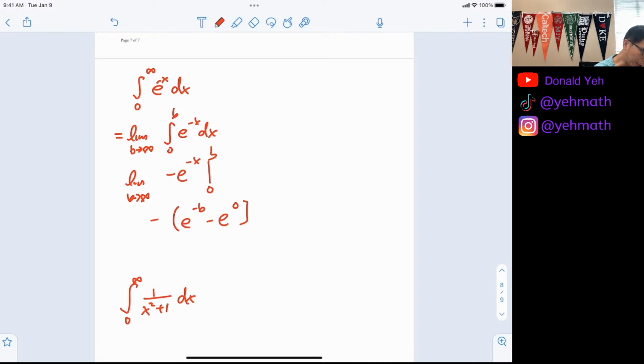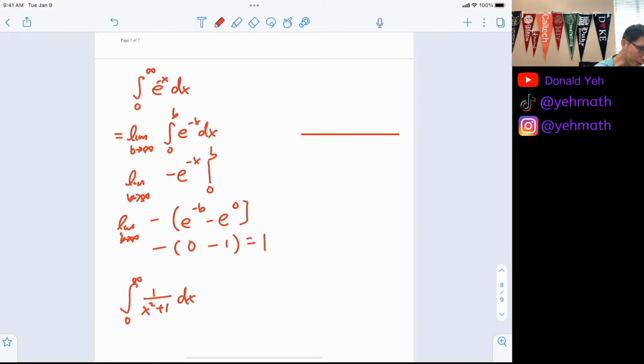Now you can take the limit as b approaches infinity here. What happens if we reach infinity? This one's going to be 1 over infinity, which is 0, minus 1, right? So the final answer is 1.